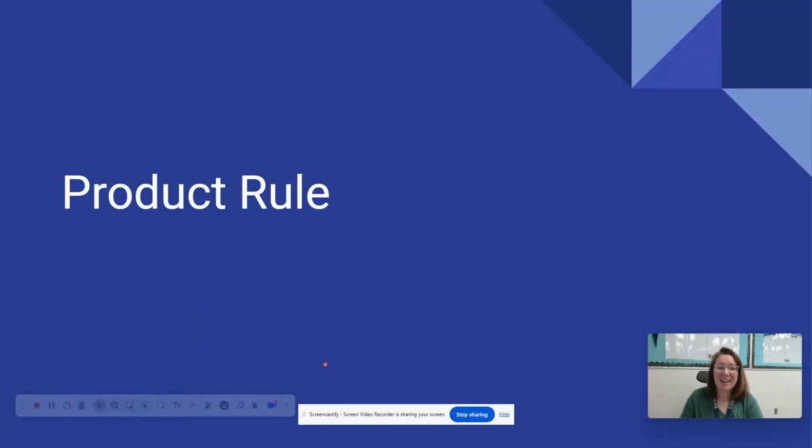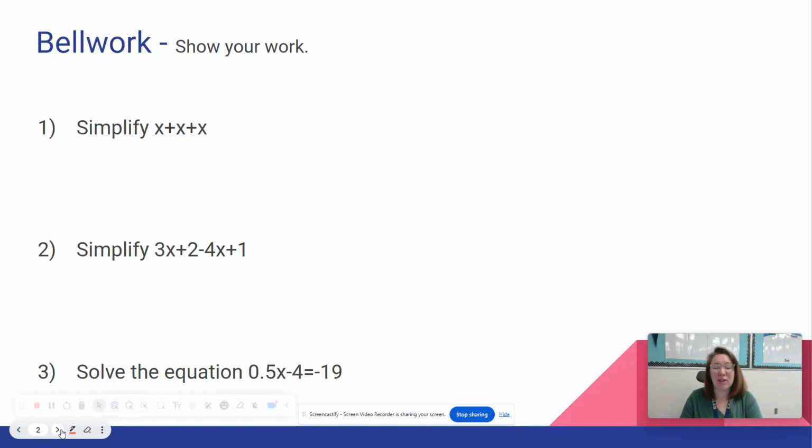Hi! Today in class we learned about the product rule, so I'm going to go over what we did in class. Kind of a condensed version actually of what we did in class. So when you came in, first it was the bell work, which you did by yourself. Simplify x plus x plus x. Well, I have three x's, and when I'm adding them together, that just becomes 3x. There's not really much to show on that one.